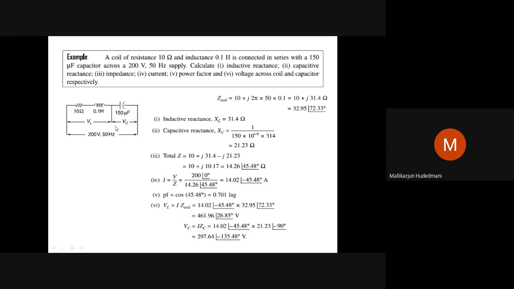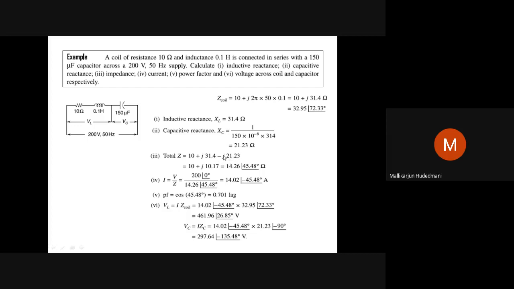Similarly, voltage across the capacitor, how can I get it? I into XC. You can see here, I into ZC. In ZC there is no resistance associated. It itself is XC. You can see, I is as it is and XC is taken here. Now you may ask me, sir, how did you write it as 21.23 angle minus 90 directly? Oh, my friends, just look over here. What is the impedance of the capacitive part? Minus j21.23. This is nothing but 0 minus j21.23.